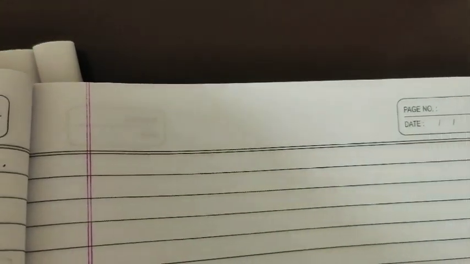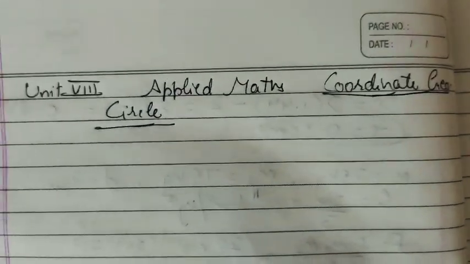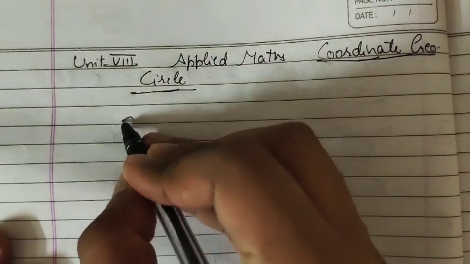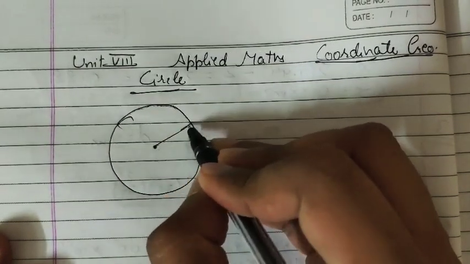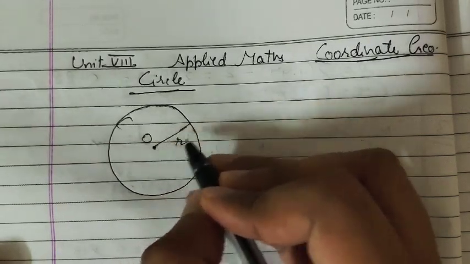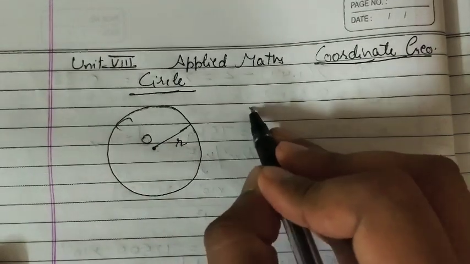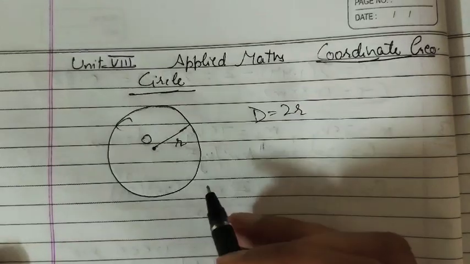Let's talk about some basic things in this chapter. We know that a circle has a center and a radius. Let O be the center, this is the radius, and double of the radius is the diameter. Diameter is equal to twice the radius. O is the center of the circle.